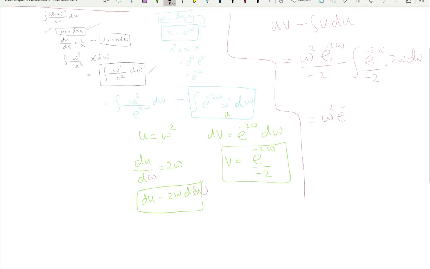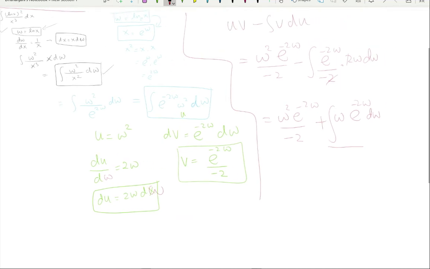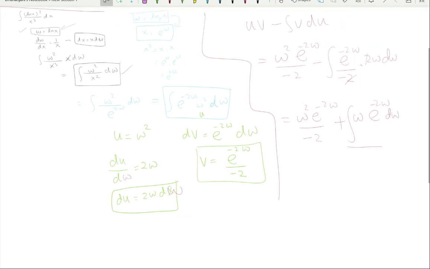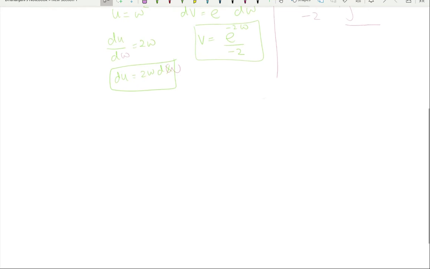So let's see what we get. w square e to the negative 2w over negative 2. Negative here, positive. The 2s cancel out. That's good at least. w e to the negative 2w dw. Now how about this integral? Is it something that we can integrate easily? No, I am afraid not. So let's write it again.